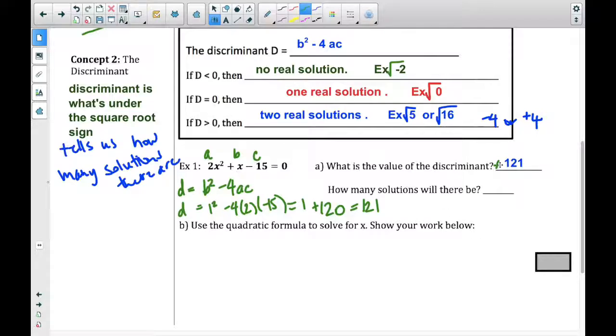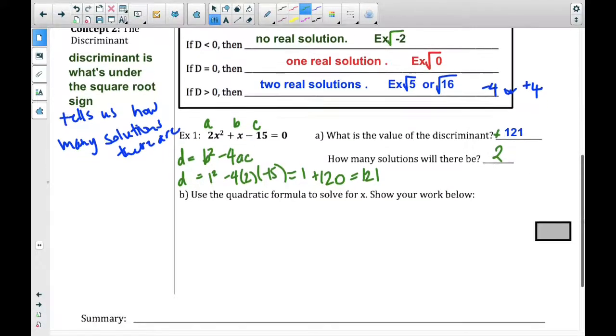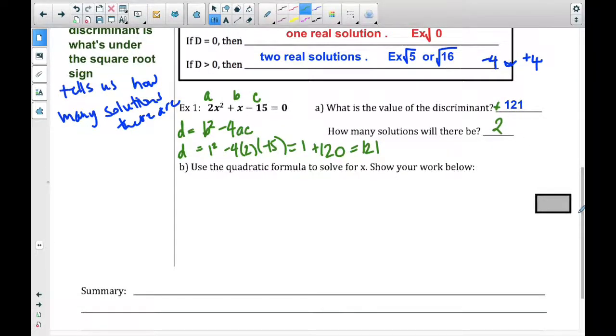And so sometimes when that question comes up, you might not even work out the whole thing. You might just be able to look at the signs and figure out generally whether it's positive, negative, or 0. Okay, if it is positive, which it is, how many solutions will there be? Well, we look back at our rule, and I know in my head that 121 is actually a perfect square. There are two solutions because it is positive, because we can take the square root of positive 121.